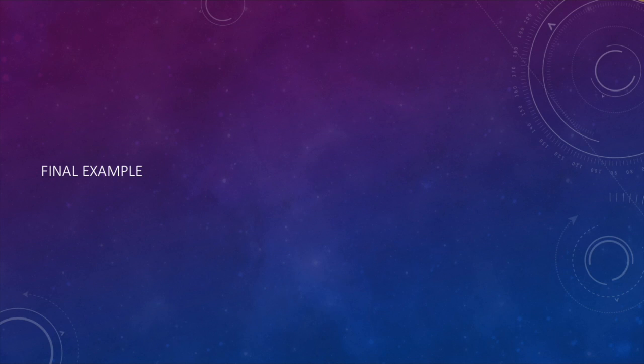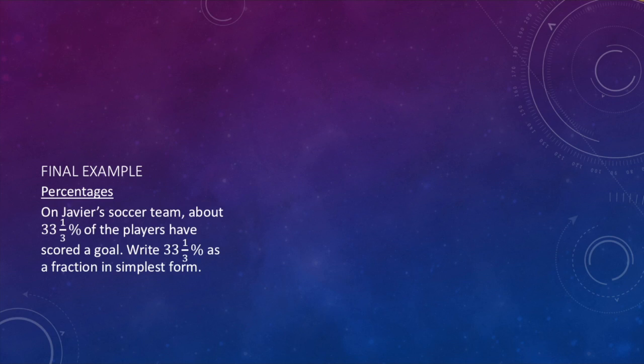Alright, so here's my final example for you, and it covers how to solve a complex fraction that involves percentages. So I'm just going to jump right into it with an example, get moving. On Javier's soccer team, about 33 1/3% of the players have scored a goal. So we want to write 33 1/3% as a fraction in simplest form.